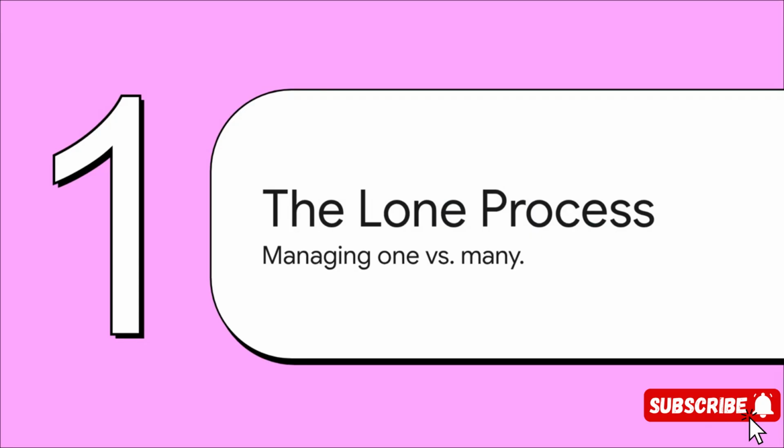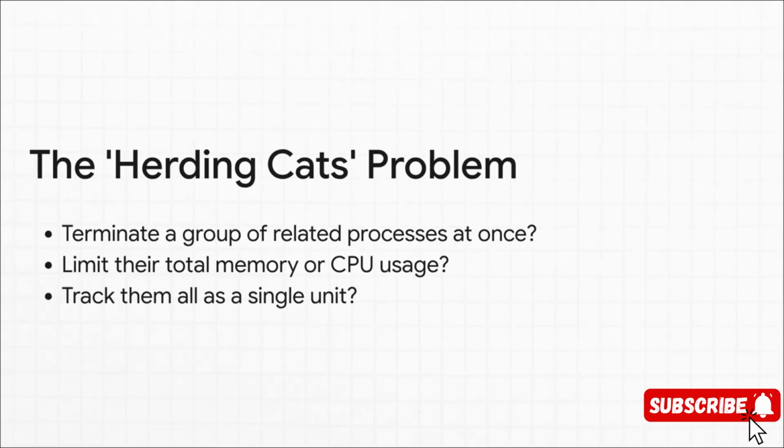So, we all know what a single running application looks like, right? You open up Task Manager, and there it is, one process. Simple enough. But things get complicated and fast when one program needs to launch a whole bunch of helper processes just to get its job done. How in the world do you manage all of those as a single thing? Well, this is what developers call the herding cats problem.